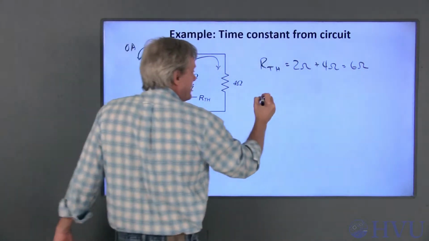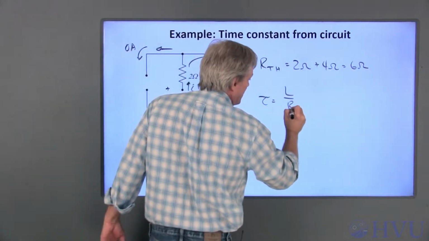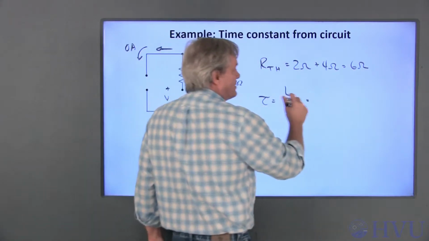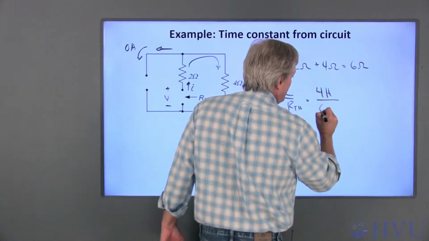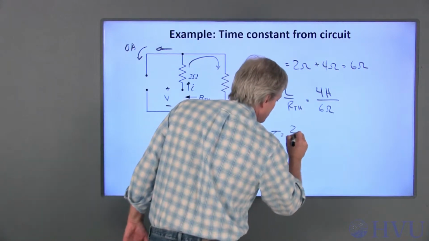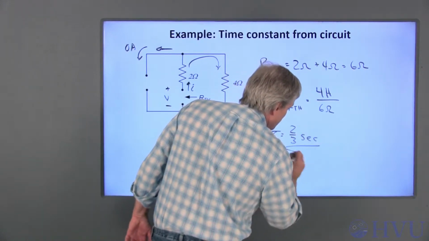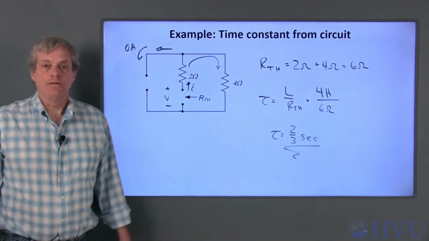For an inductor, tau is equal to L over RTH. The inductance was 4 henries over 6 ohms, so tau is equal to 2/3 of a second, which is the same result we got previously.